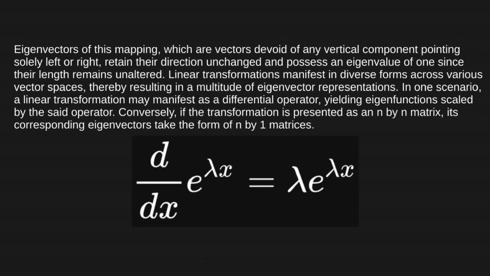Eigenvectors of this mapping, which are vectors devoid of any vertical component, pointing solely left or right, retain their direction unchanged and possess an eigenvalue of 1 since their length remains unaltered.